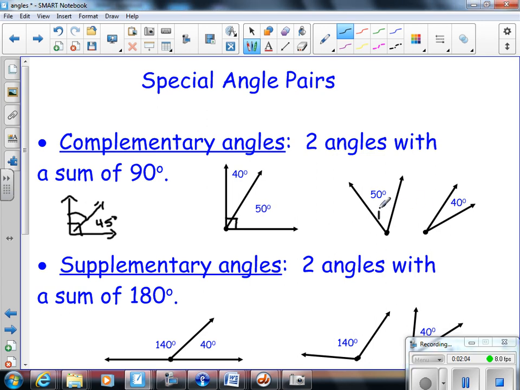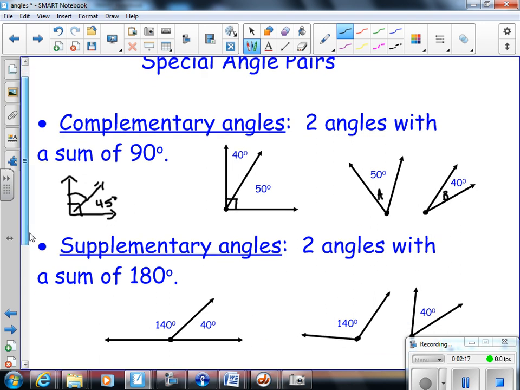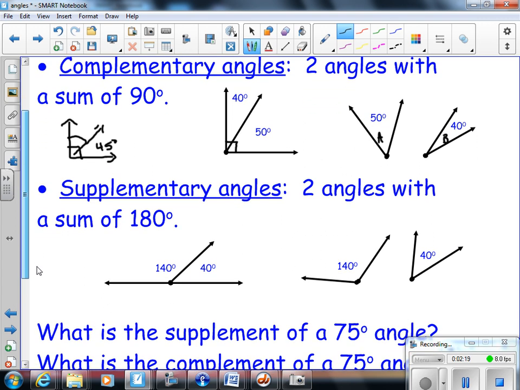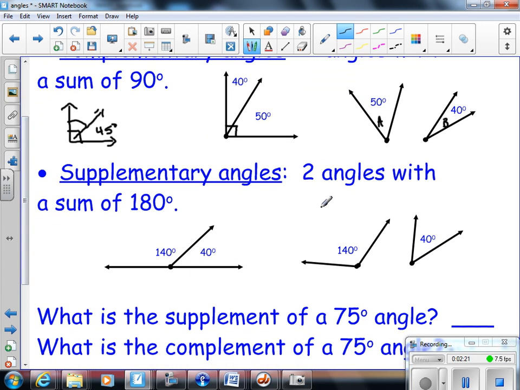Let's say this is angle A, and this is angle B. We can say that angle A and angle B are complementary because their two measurements together add up to be 90 degrees. Supplementary angles. Supplementary angles are two angles that have a sum of 180 degrees. Again, they can share a side, 140 and 40 equals 180 degrees, or they can be totally separate angles.